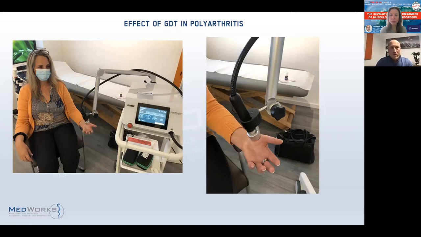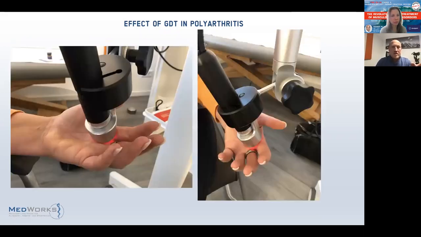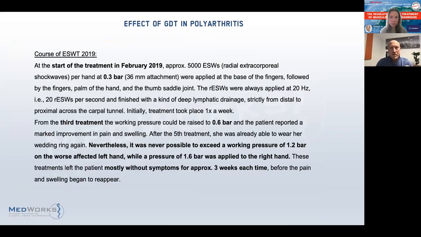In this case, we have a lady with polyarthritis. We worked on her hands for about 1 year when this laser came up, and it was always the same story. We started with 0.3 to 0.6 bar at her hands because it was so painful. We couldn't exceed a pressure higher than 1.2 or 1.6 bar on the other hand. It was not possible because it was too painful, and she had to come back after 3 or 4 weeks because then the effect went away and we had to do it again.